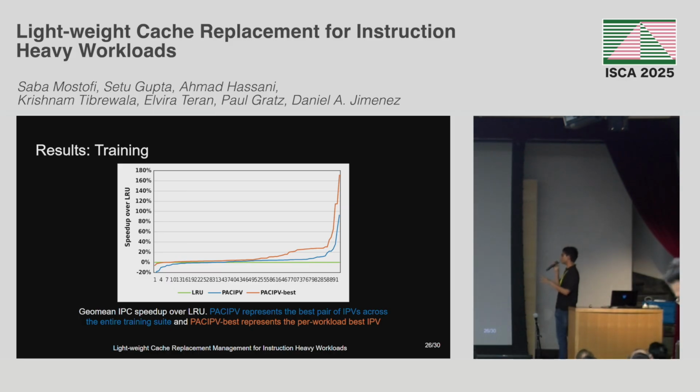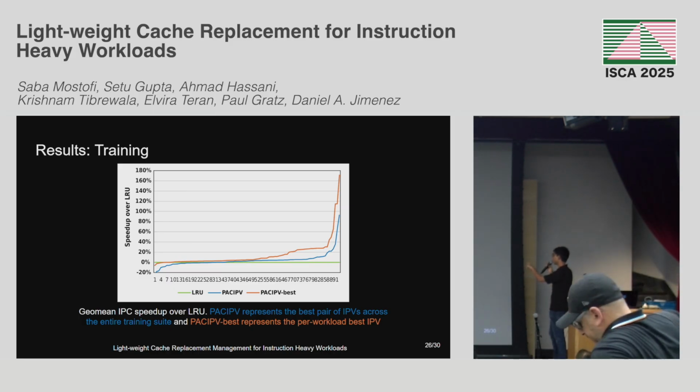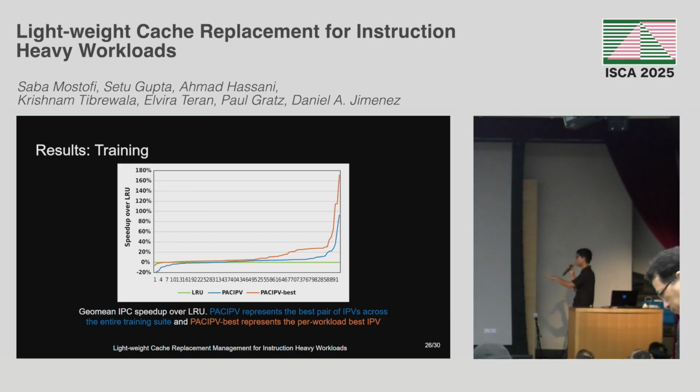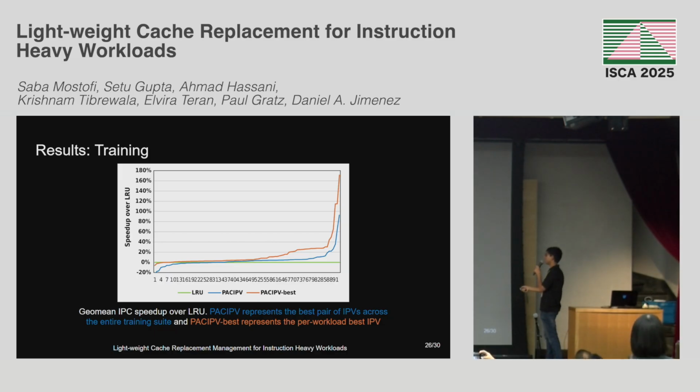Again, note that for this particular graph, we are testing on the same set on which we trained. This is just to give you a high-level overview of what we're going to expect. So we can see that, as usual, LRU is at 0 because that's our baseline. The Pack IPV, this orange line, is the line in which we are picking the best IPV for each workload.